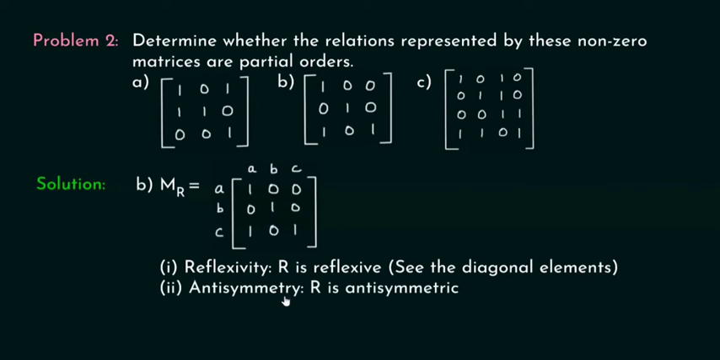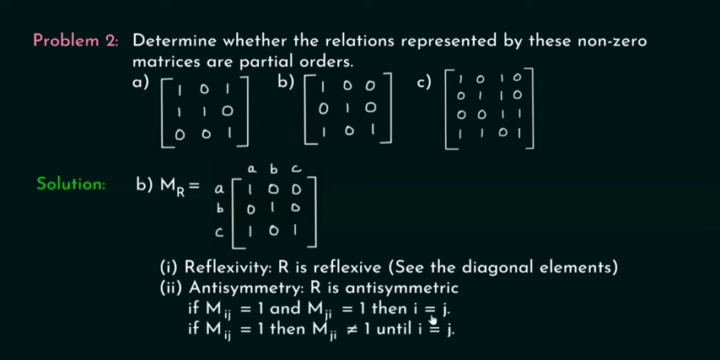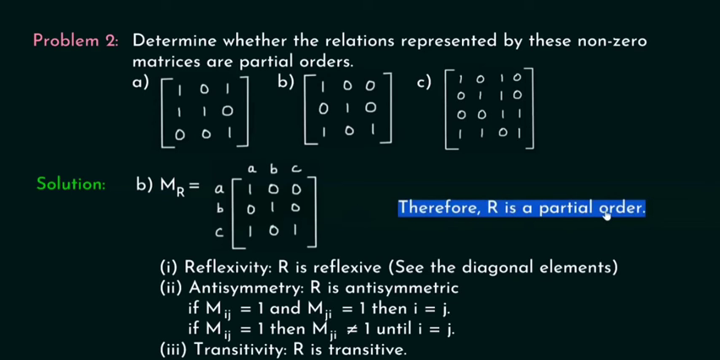Let's check antisymmetry. R is antisymmetric. You can see that A, B does not belong to R and B, A does not belong to R. You can see that C, A belongs to R, but A, C does not belong to R. Apart from this, B, C and C, B does not belong to R. Therefore, it is clear that this relation is antisymmetric, right? Now let's check transitivity. Here R is transitive. You can check this on your own. This relation is transitive. Therefore, it is clear that R is a partial order.